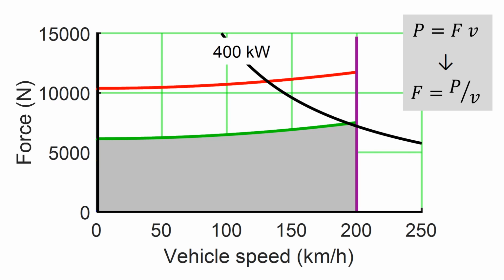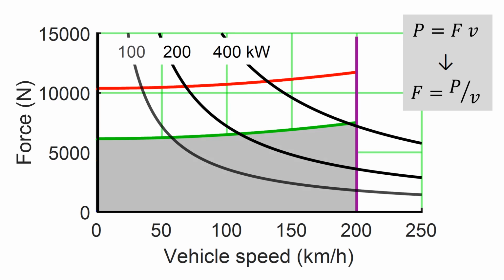All points along this line require 400 kilowatt traction power, and the points above the line require even higher power. Along this line the power is 200 kilowatt, and along this 100. We can see that it is only high force at high speed which requires very high traction power.